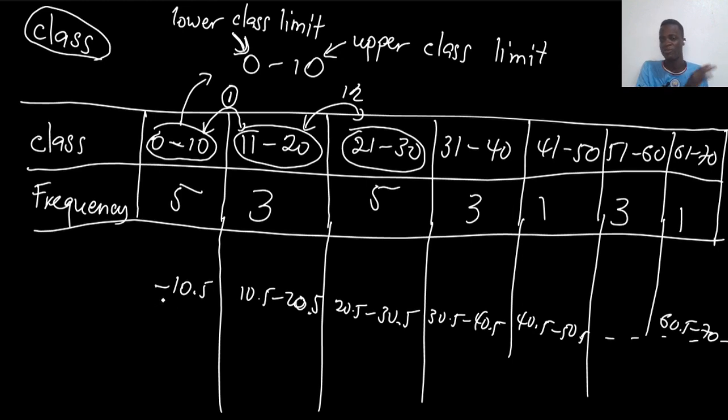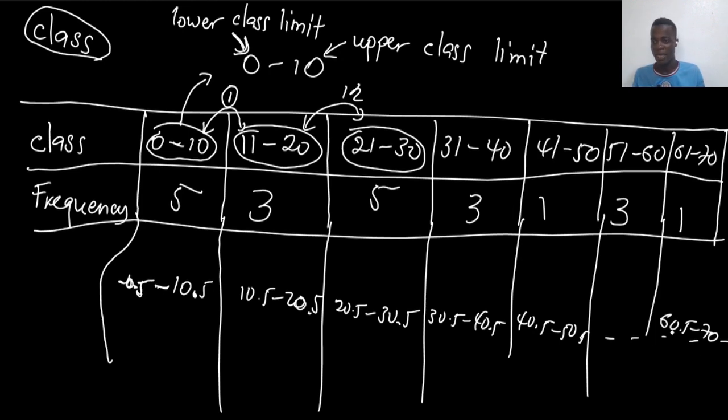This one doesn't have a class before it, so something should happen to the beginning also. So 10.5, we added 0.5. To balance, to make sure that the class size stays the same, we are going to subtract 0.5 from this one. So 0 minus 0.5, we are going to have negative 0.5. So actually, what we should have at the beginning here is negative 0.5. This is not a dash, this is a negative. The frequencies are the same. So negative 0.5 to 10.5.